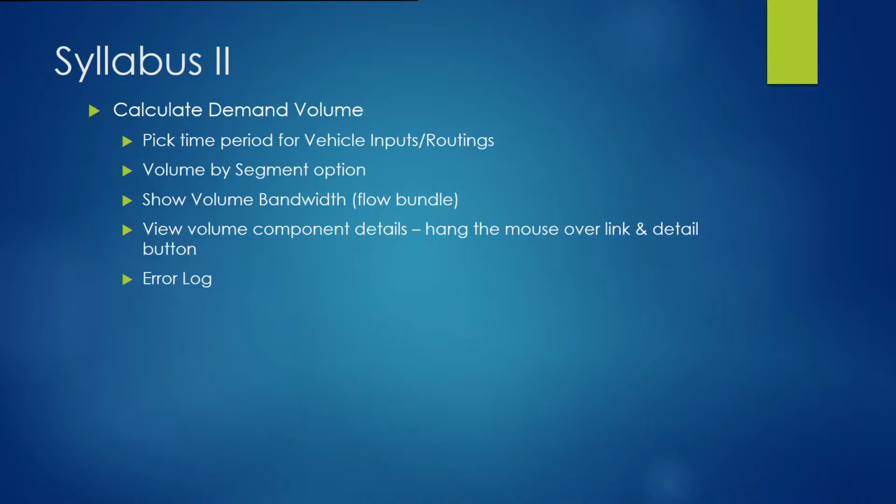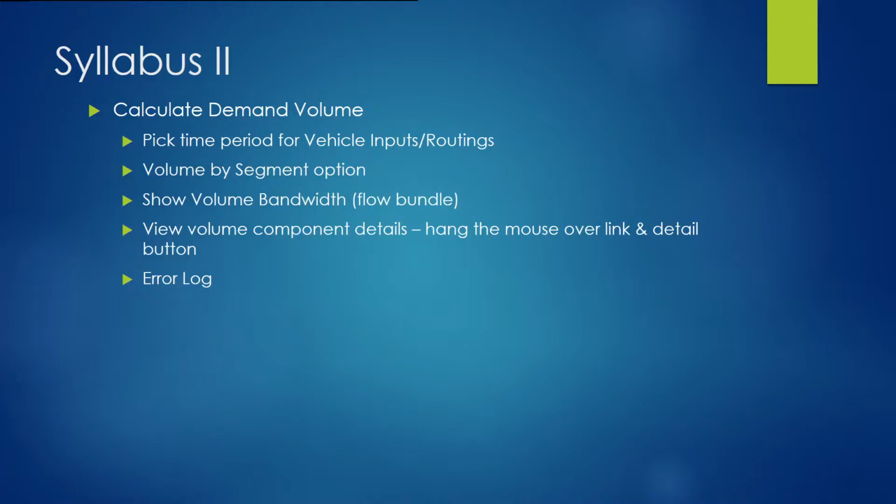Then we also show the volume bandwidth map. Then we can also display volume details for each link. Basically it shows exactly how much is for each vehicle type and where they are coming from. Very useful when you have HOV lanes or links in your network and you want to QC, to make sure no single occupancy vehicle or SOV vehicles are on those HOV links.